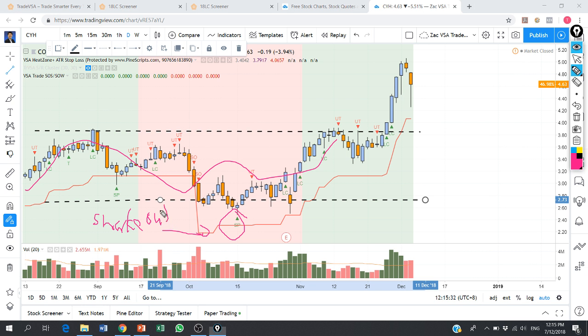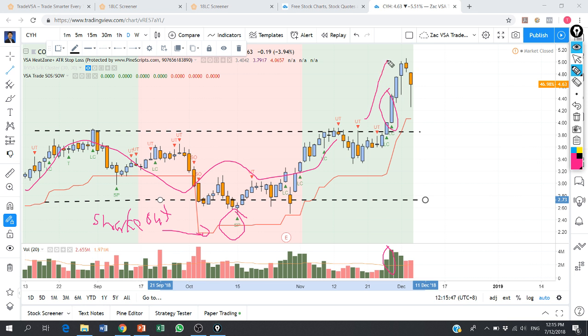Sorry for my bad writing. Basically, a spring at the support means they are flushing out all the weak holders before they retest the resistance, right? So price broke above with a very good quality line change.